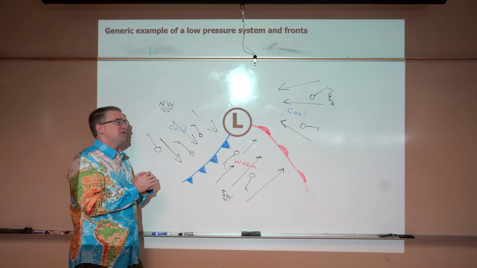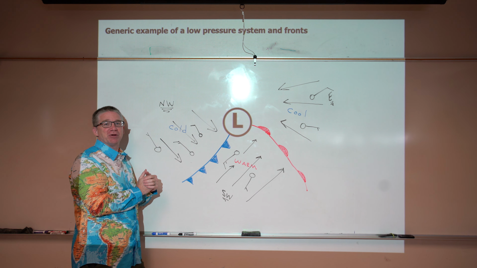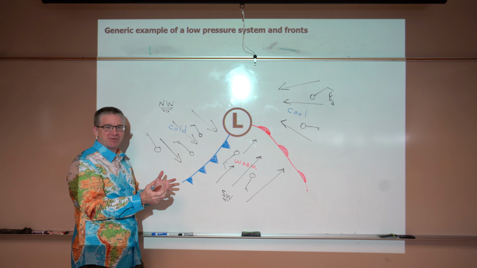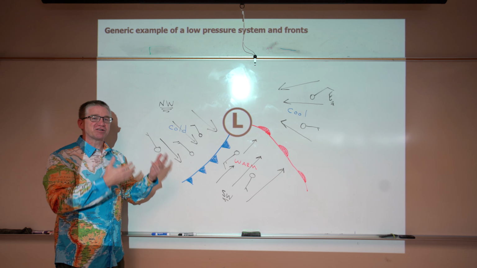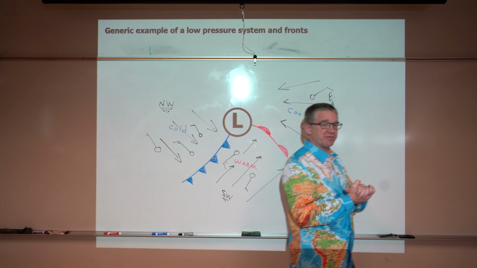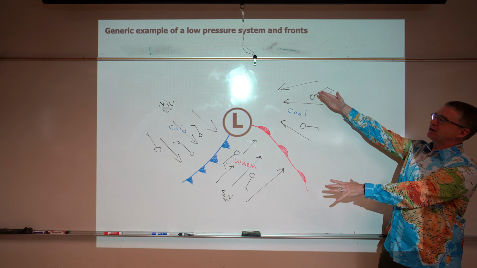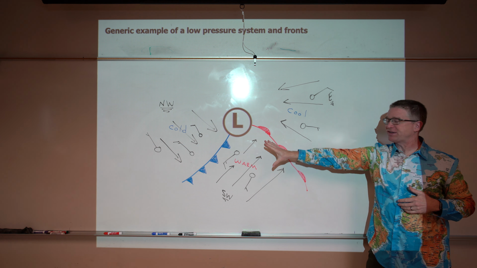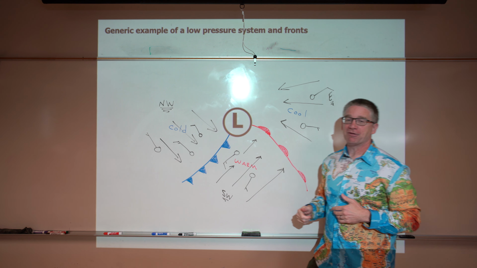Weak fronts tend to have smaller temperature differences between them. Not as strong of a density difference, not as strong as lifting. So those are some of the terms we use to describe, in some cases, the strength of our fronts, again, all related to that temperature difference. So this is a pretty generic example of a low pressure system with some weather fronts, a cold front and a warm front, and then our weather symbols just to show a little bit about those.